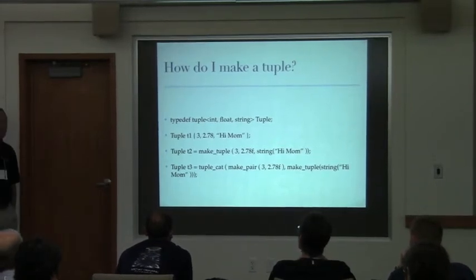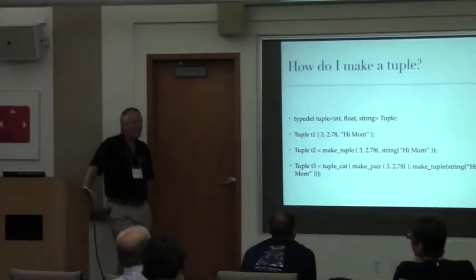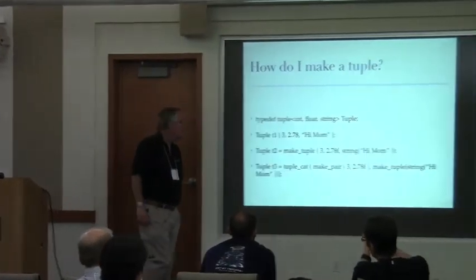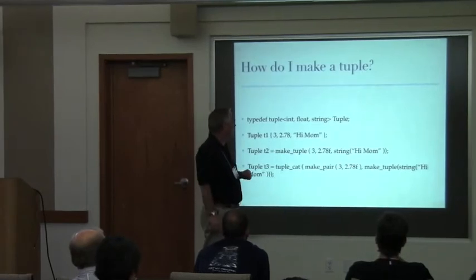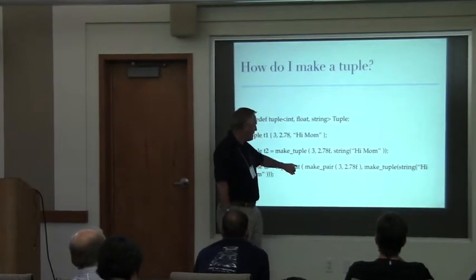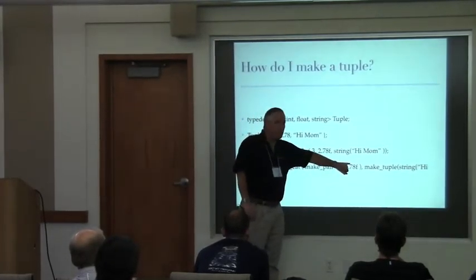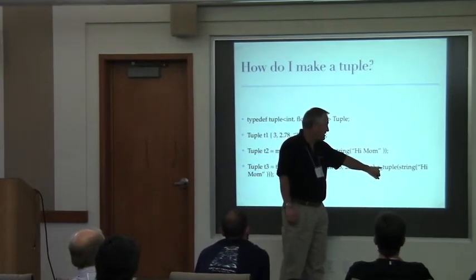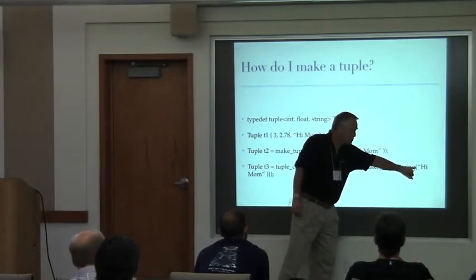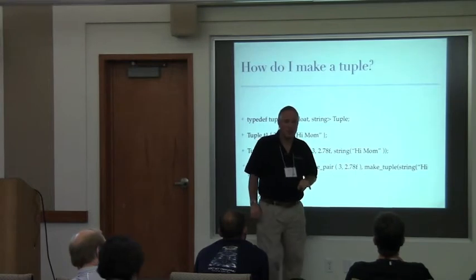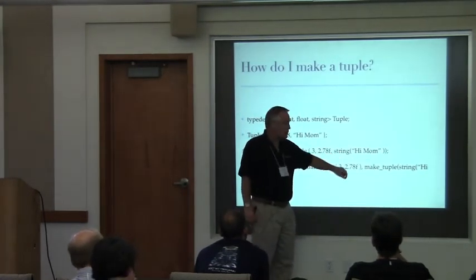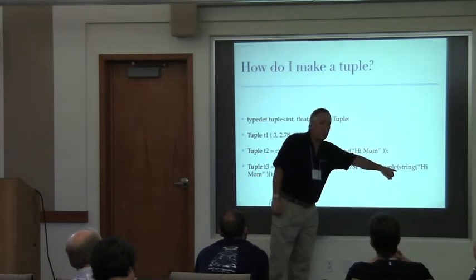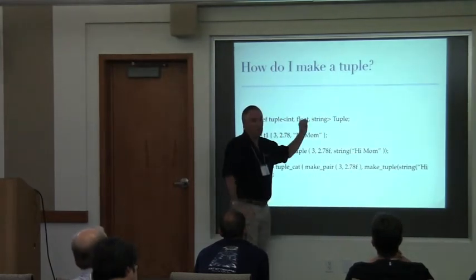Everybody happy with that? I'm seeing a couple people looking kind of... You said of the same type as which? The same. I get a tuple of type int, float, string, because the pair was int, float. And this second tuple parameter was string. The elements of the things I passed to tuple_cat were int, float, string. And so I got back a tuple of int, float, string.